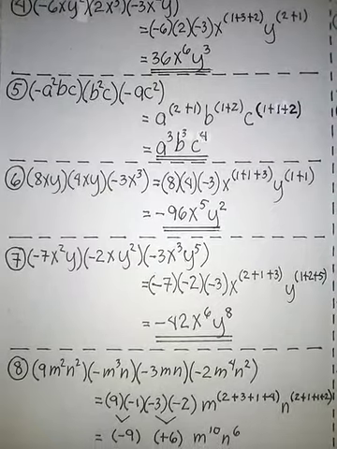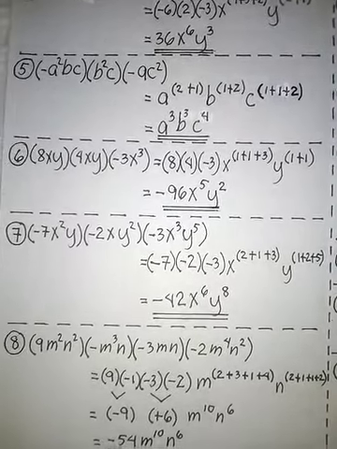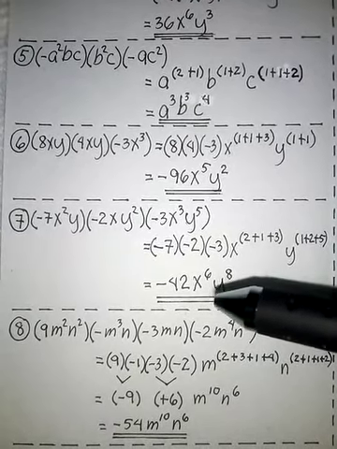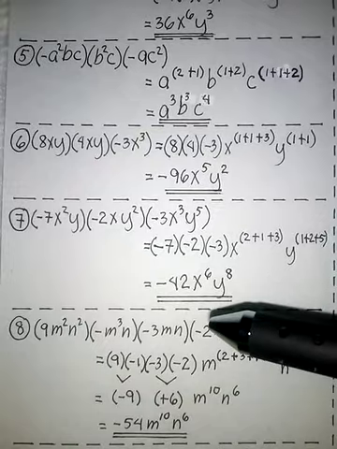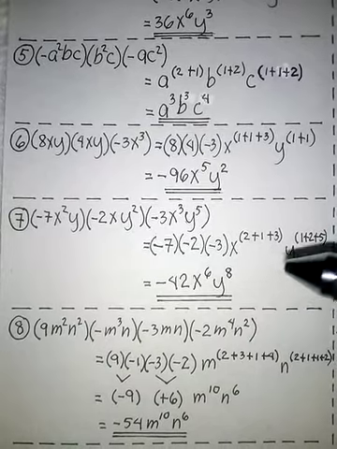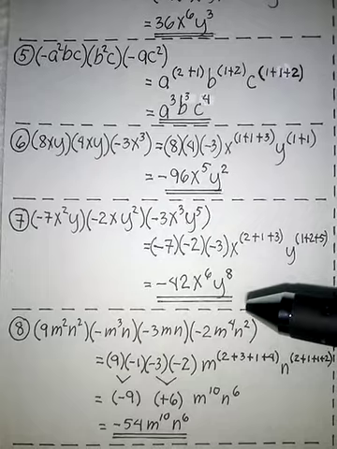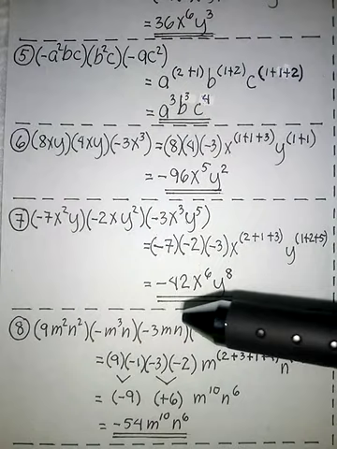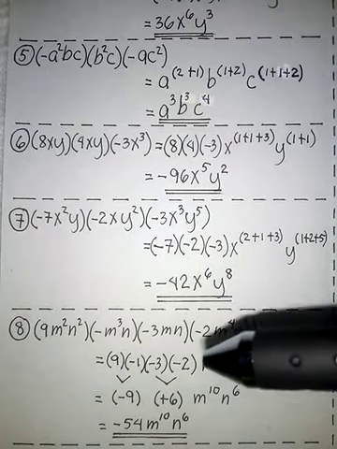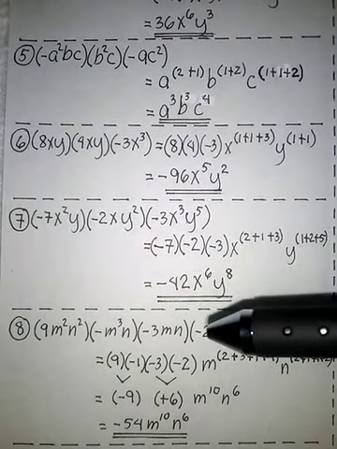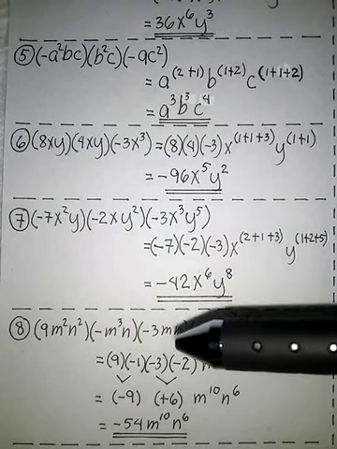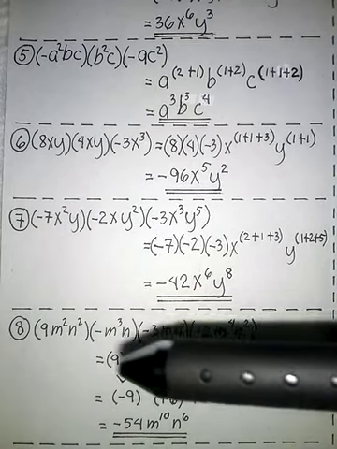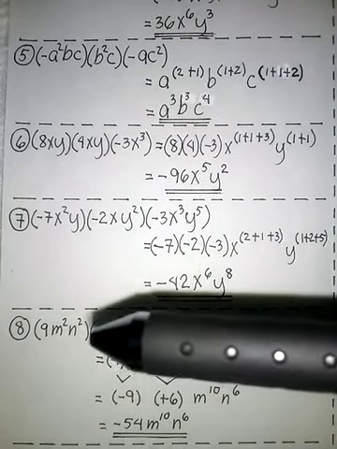And then, for the last one, we have number 8. We have 9m squared n squared multiplied by negative m cubed n multiplied by negative 3mn multiplied by negative 2m to the 4th n squared. So, let's have the sign first. Let's take this one to the left. So, negative times negative is positive. Negative times positive is negative. So, positive times negative is negative.